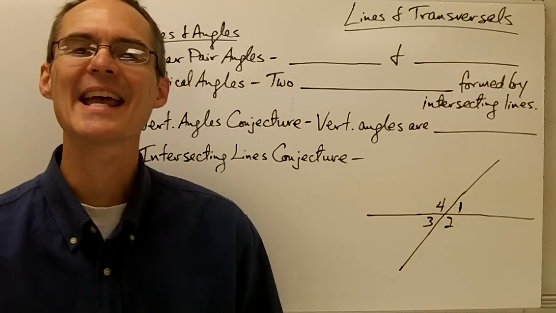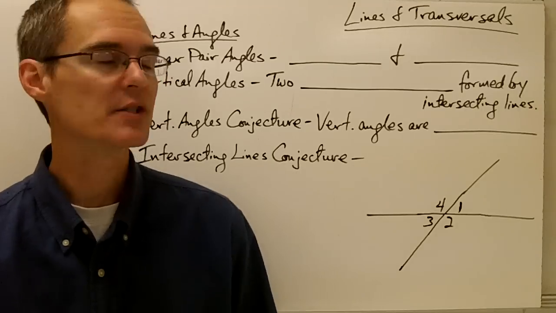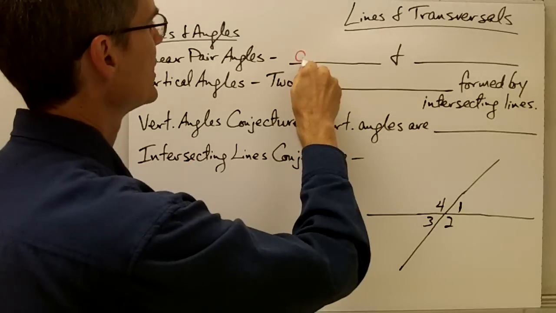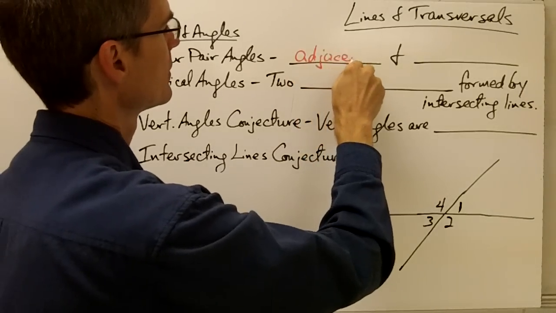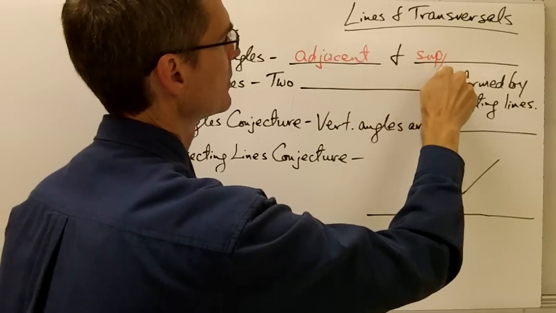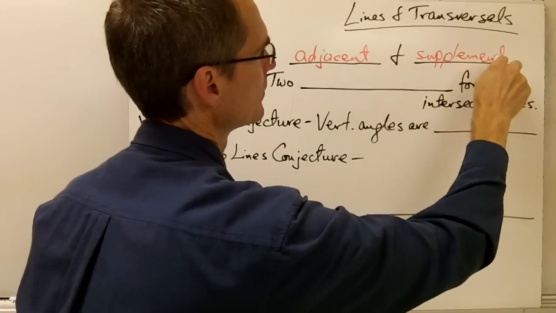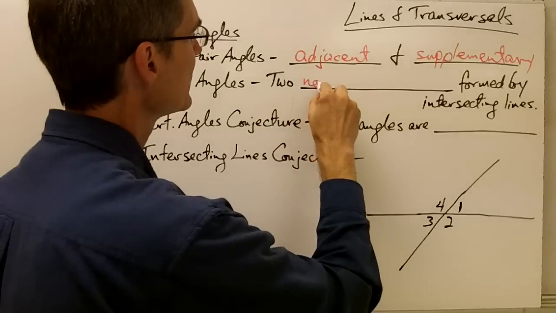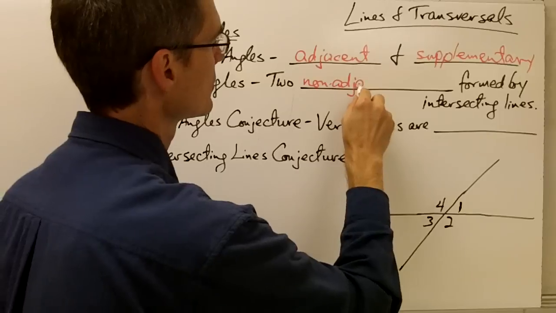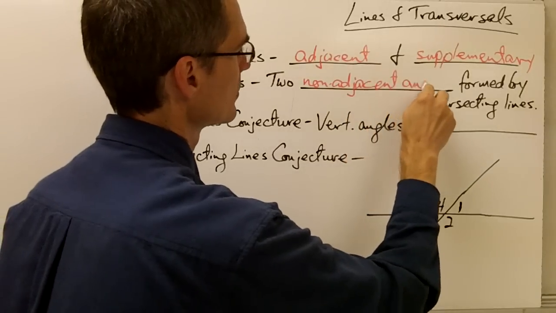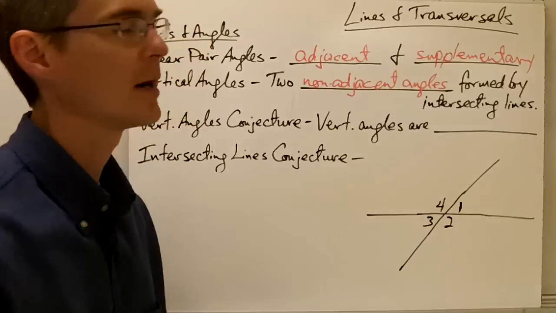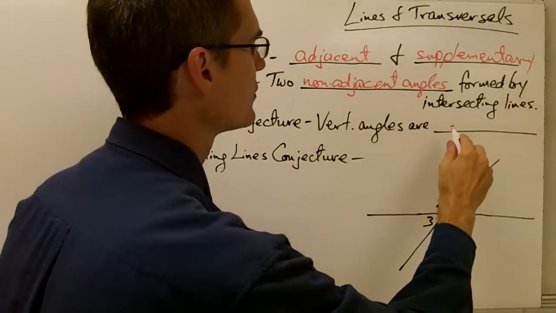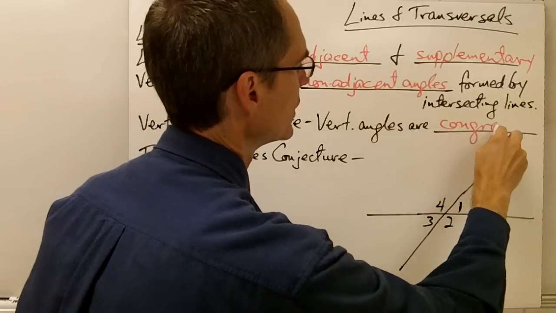Okay, this video is on lines and transversals, and we're going to start out by reviewing some things that we've already talked about. Linear pair angles, remember, are just angles that are adjacent and supplementary. Vertical angles are two non-adjacent angles that are formed by a pair of intersecting lines. And the vertical angles conjecture we've talked about just says vertical angles are congruent.